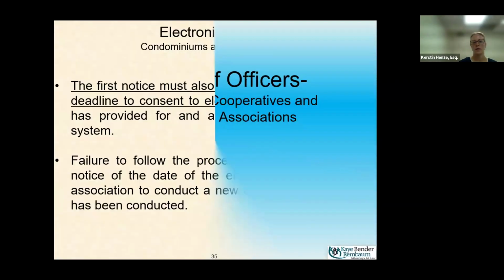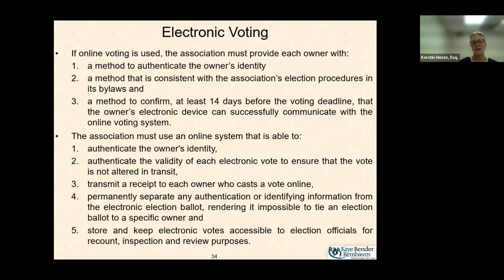Oh, I think I went too far. And the statute also provides what the platform has to provide, right? It has to have a method of authenticating the owner's identity. The system has to be able to validate the electronic votes. So we've identified here basically what that platform system has to include and contain. So when you interview different electronic voting platforms, they are familiar with the statutory requirements. They should be. Yeah, they should be.